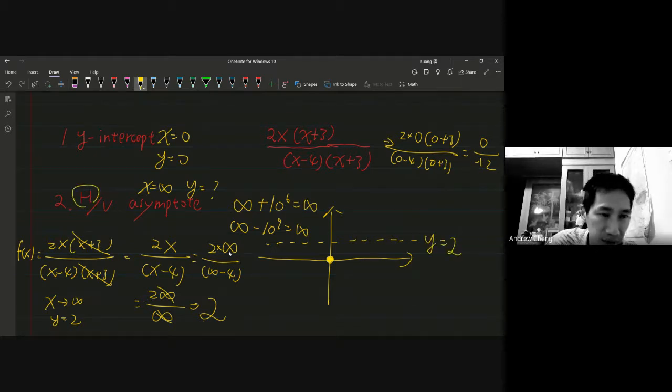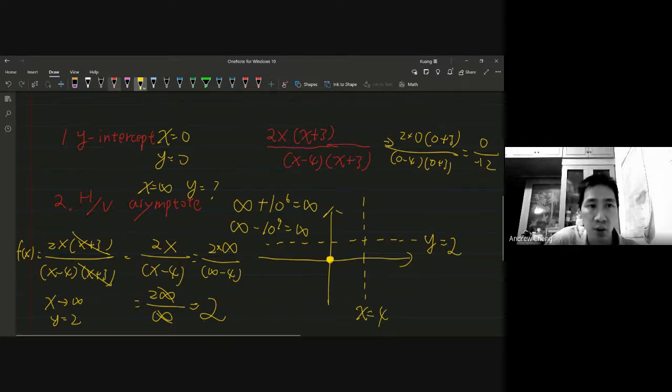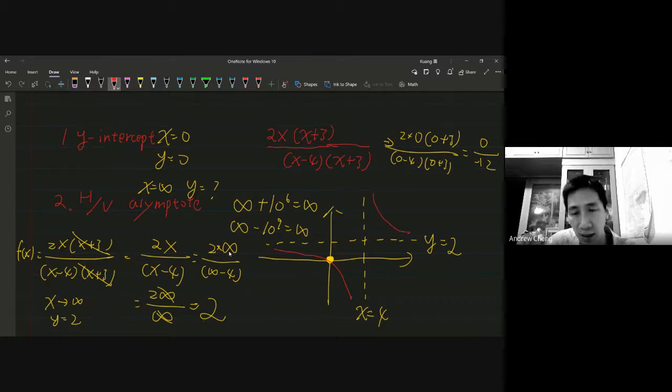This is for the horizontal asymptote. And for the vertical asymptote, you find the value that will make the denominator become 0. Because here it's x minus 4, when x equals 4 the denominator becomes 0. So that's your vertical asymptote, x equals 4. And then you can draw the graph, it should be like this. Use a calculator to double check, right? And this is the horizontal and vertical asymptote, right?